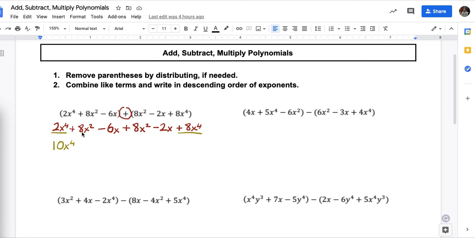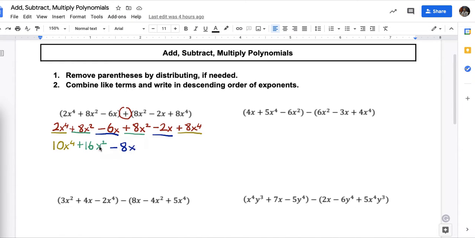Now the power of 2 is the next largest. We have an 8x squared and another 8x squared. Added together, 8 plus 8 is 16, so positive 16x squared. And finally, the third highest degree we have is 1. We're looking at this negative 6x and this negative 2x. Negative 6x plus negative 2x is negative 8x.